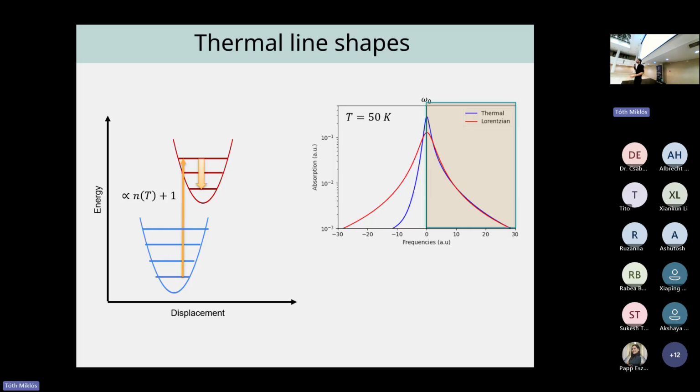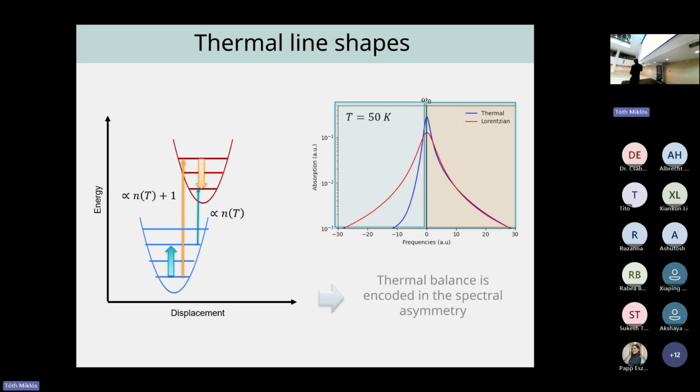Right? Even at zero temperature, this process exists. And then you have another part, which is the lower energy part of the absorption line. This is a process where you first have to absorb energy from the bath to then make up the rest of the energy with your photon. This is a process which of course relies on energy being in the bath. So this is a process that is suppressed at low temperatures.